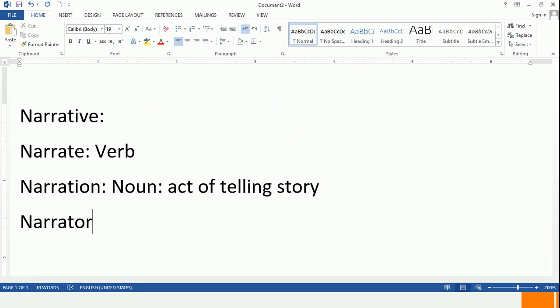The last one is narrator. Narrator is the noun form, meaning the person who tells the story in a book or a play. We also say that the person who describes or explains what is happening in a film or television program, but who is not seen in it, is also called a narrator. Synonyms for narrator include storyteller, author, commentator, reporter, and writer.